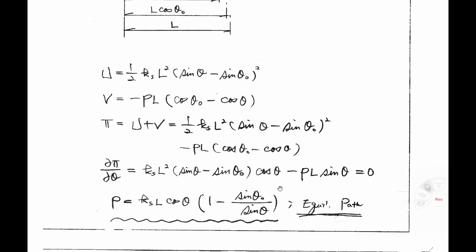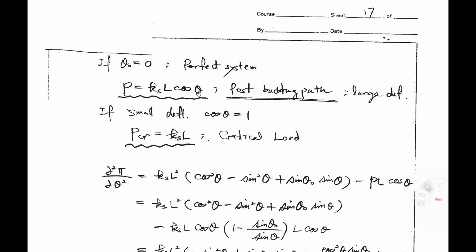So this term disappeared. Then the remaining one is Ks L cosine theta. Yeah, this one is Ks L cosine theta. This is post-buckling path. Cosine theta remains, so it is a large deflection problem. Post-buckling path and large deflection problem. From here, if we assume small deflection, cosine theta equals 1. Assuming small deflection, we can get critical load. PCR equals Ks L. So we can get the critical load and post-buckling path from the equilibrium path.